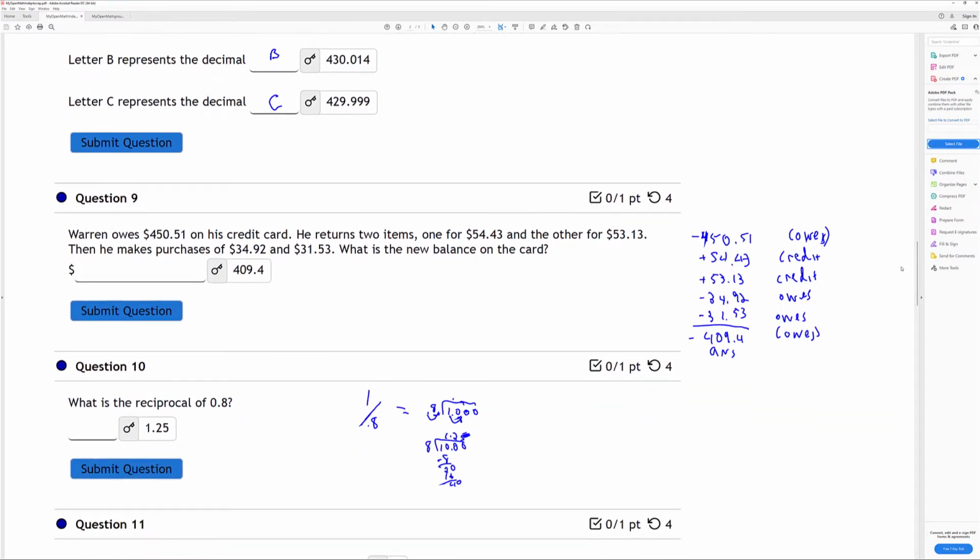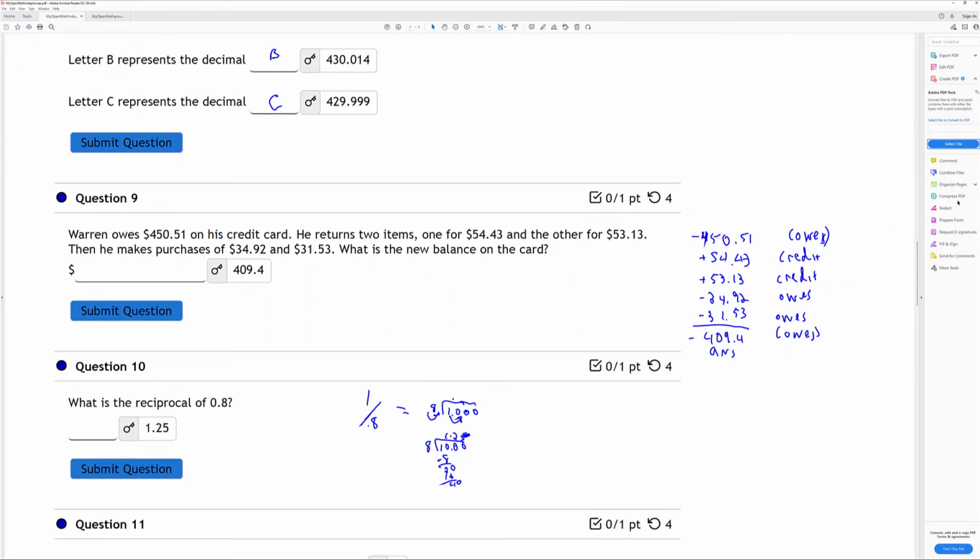Question 9. Warren owes $450 on his credit card. He returns 2 items, one for $54.43 and the other for $53.13. He makes purchases of $34.92 and $31.53. What is the balance on the new card? So I started out with what he owed, and I treated the returns as credits to his account. Then he bought more stuff with it, which he owes now. So his current balance is $409.40. And that's the answer there.